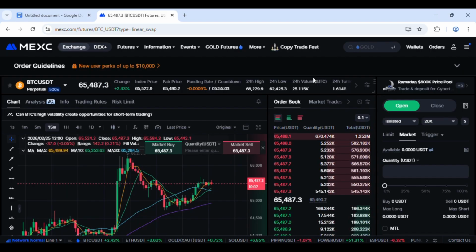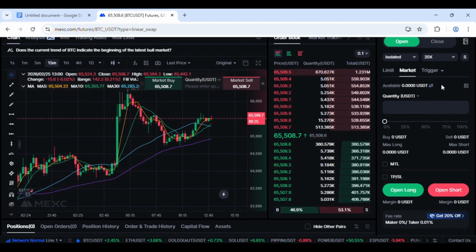Step 5. Order types. Limit order. You set the price at which you want to buy or sell. The order will only execute when the market reaches your specified price. Market order. You buy or sell immediately at the current market price. Execution is fast, but the price may vary slightly due to market movement. Trigger order. Also called a stop or conditional order. It activates only when the price reaches a specific level. It is useful for automatically entering or exiting positions.